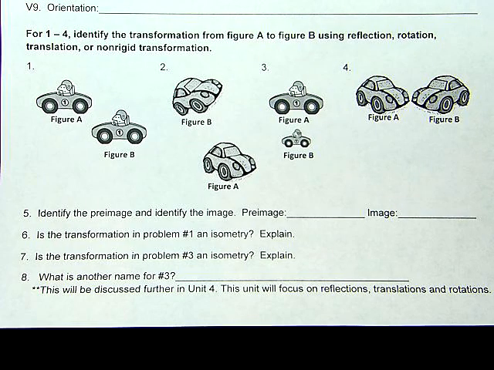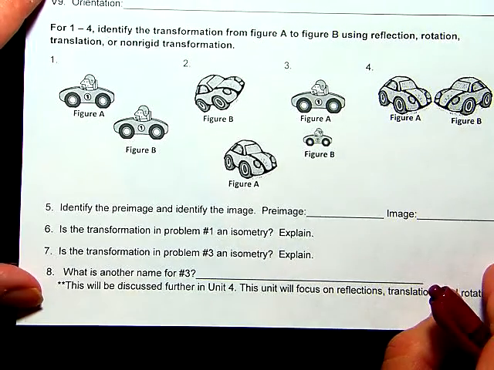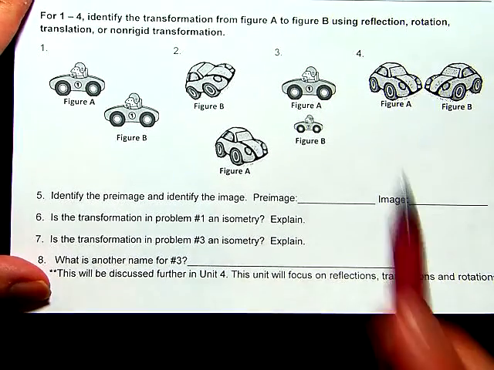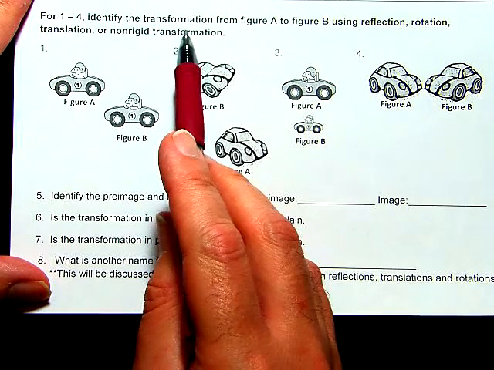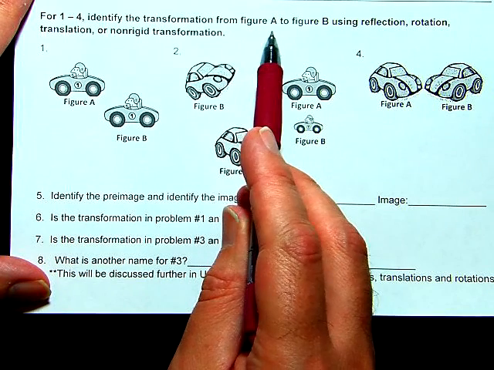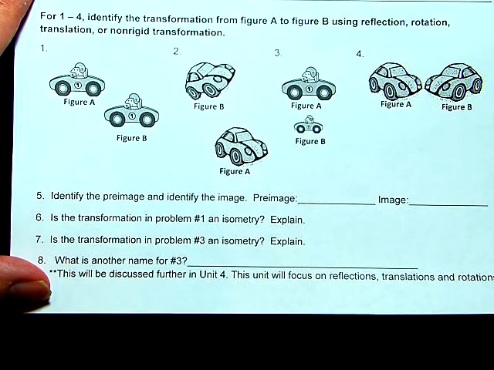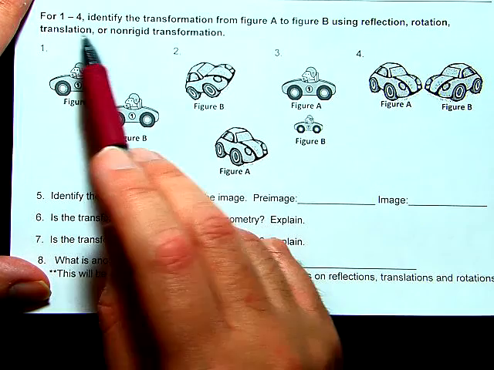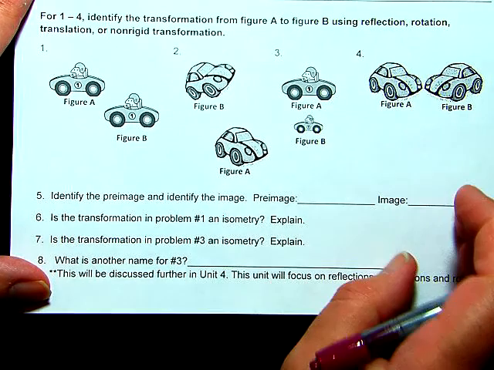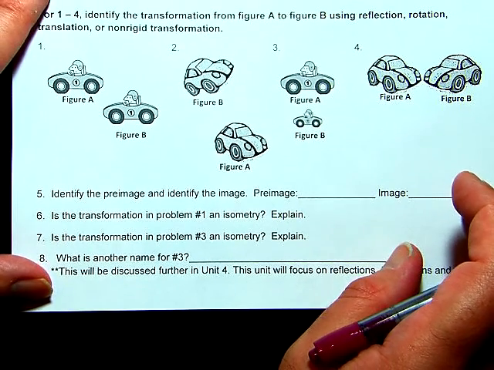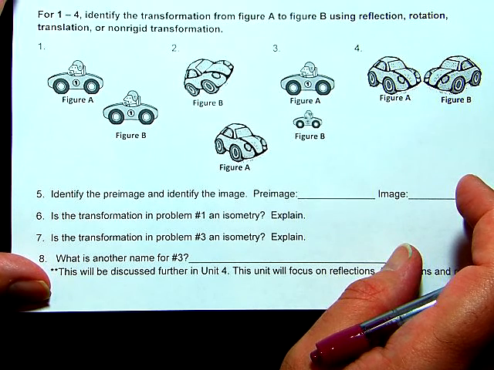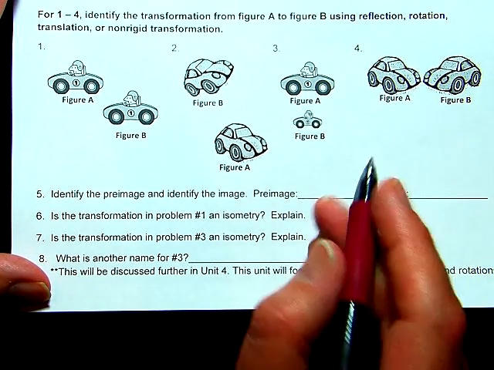So now let's move down to the bottom of our page, and we have 4 problems here. The instructions are to identify the transformation from figure A to figure B using reflections, rotations, translations, or non-rigid transformations. So let's take a look at these 4 problems. So problem number 1, we're going from figure A to figure B.